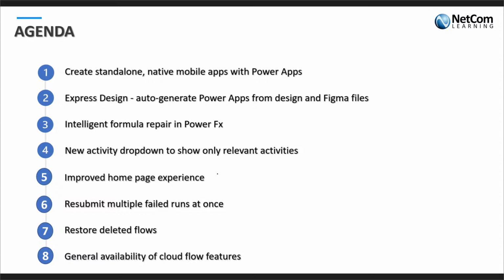How is the new activity drop-down different from how it used to be earlier? There's an improved homepage experience overall for the Power Automate screen, which would let you get to your stuff faster. Then, how do you resubmit any failed executions of your flow together rather than executing them one by one? And how can you restore any flow that you've deleted from the UI?